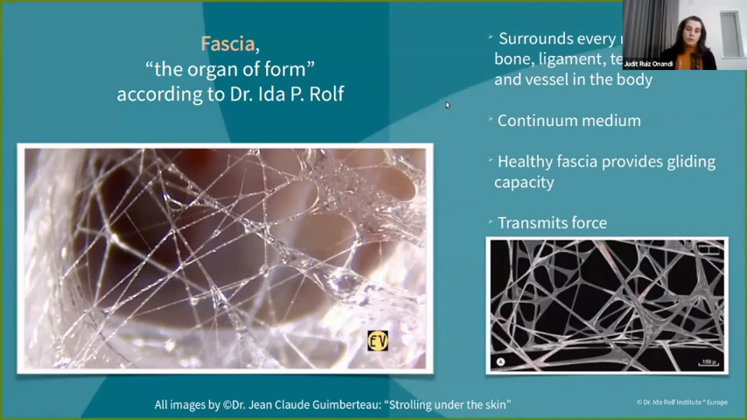Again, Ida Rolf developed Rolfing structural integration in the mid-20th century. And by then, fascia was thought of as a structure that didn't have any function. Now there is a lot of research going on, and actually fascia surrounds every muscle, organ, bone, ligament, tendon, nerve, and vessel in the body.